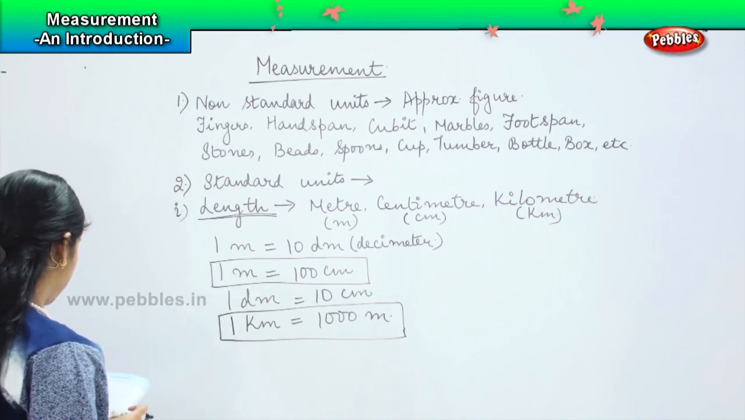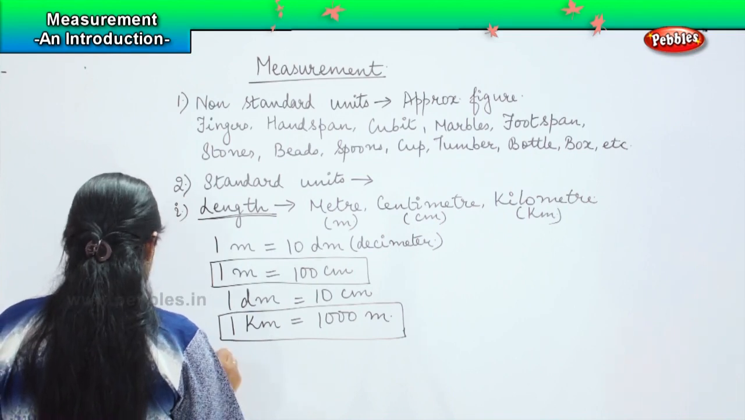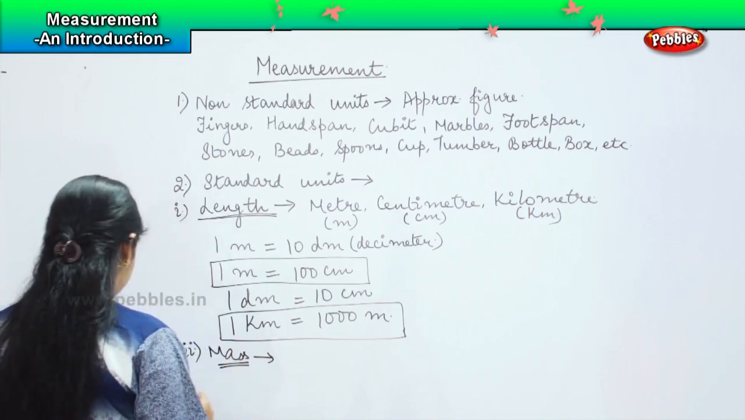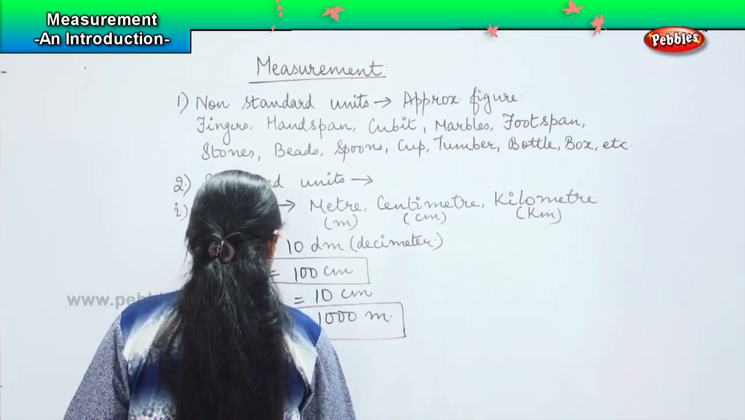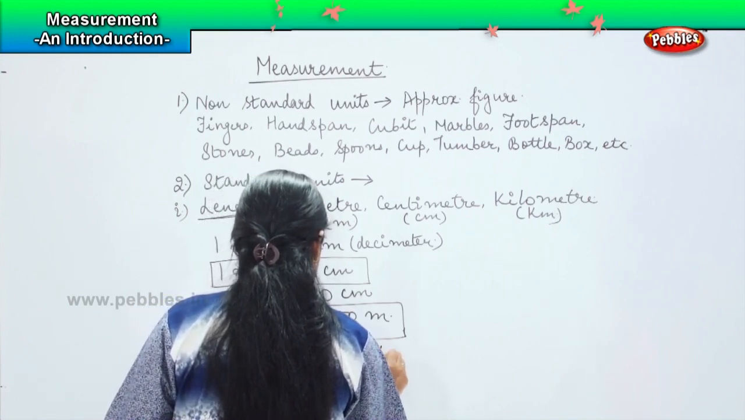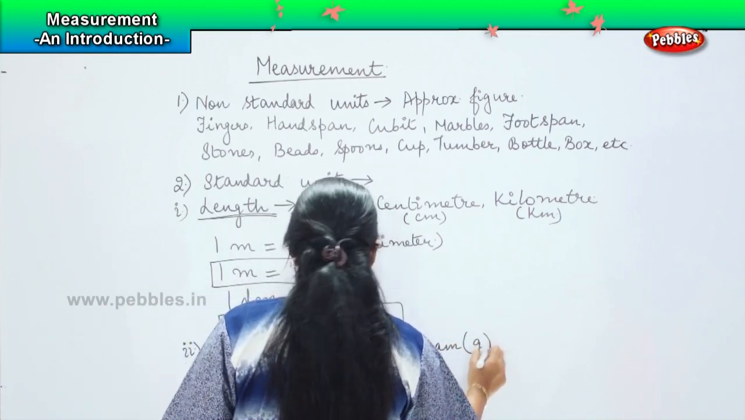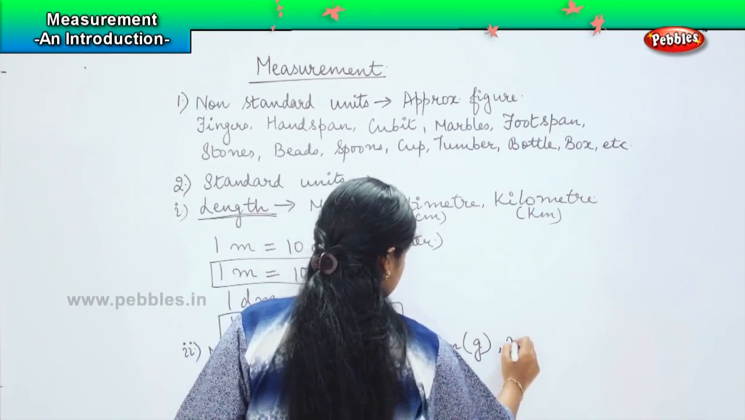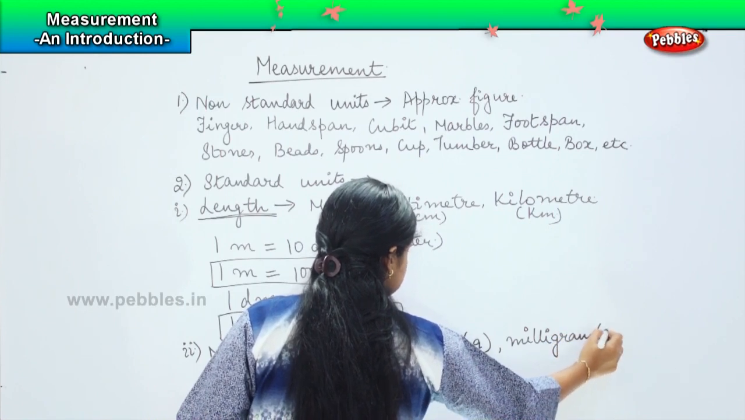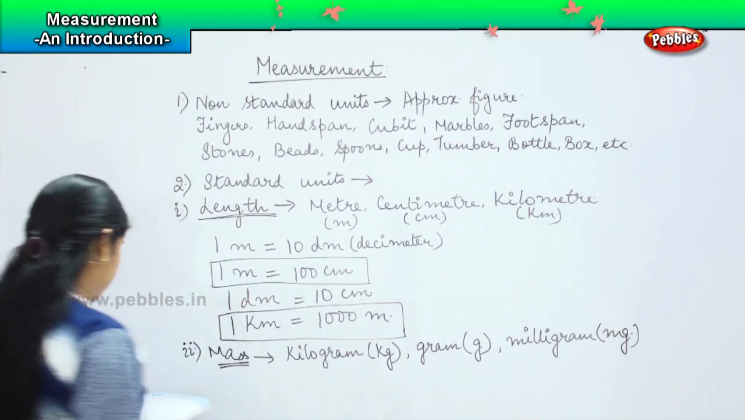Okay. So now comes in terms of mass. Okay. And for mass, we have kilogram, which is also called as kg. You have gram, which is called as g or gm. Then you have milligram, which is called as mg. So let us learn what are the conversion rates here.